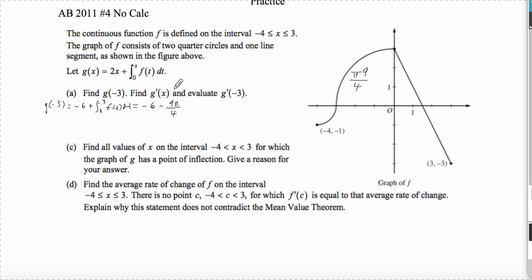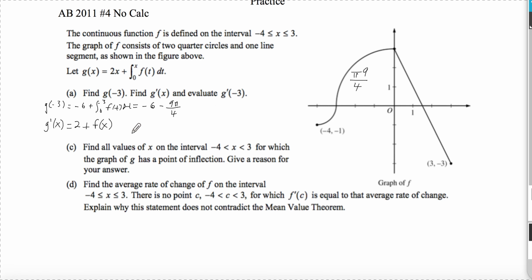It says find g prime of x. Okay, g prime of x. I need to take the derivative of the function that I'm given there. That's an accumulation function. G prime of x, derivative of 2x is 2. Can't just lose that. Derivative of 2x is 2. Plus the derivative of this integral will give us f of x, right? Antiderivatives and derivatives are inverse operations. It will give us f of x, the derivative of the integral.